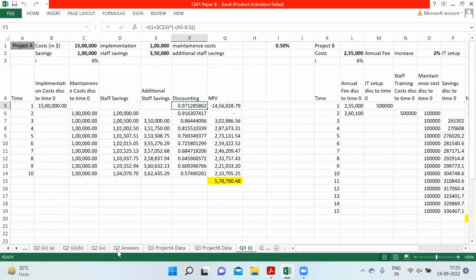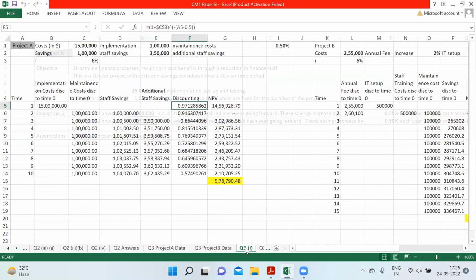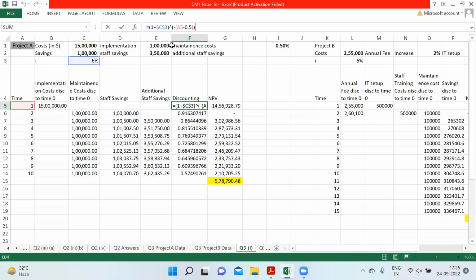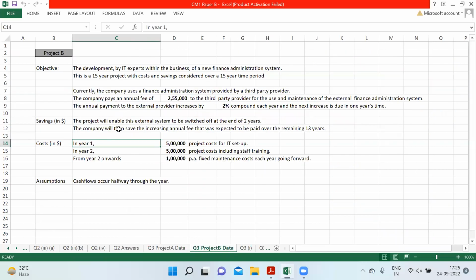Then for discounting, they have given an assumption that cash flows occur halfway through the year. So we can just take each cash flow as occurring halfway through the year, at 0.5 or at 1.5 or at 2.5 and so on, up to 9.5. So we just bring it down to that. And we can calculate the net present value of this project. Similarly, for project B, we can calculate the net present value; the data is very easy.